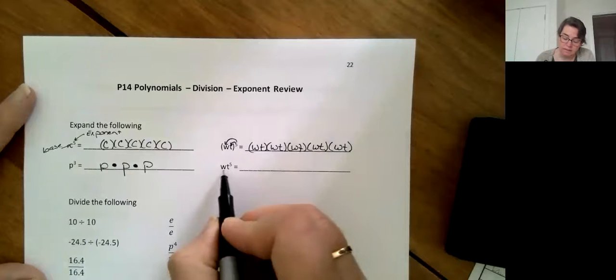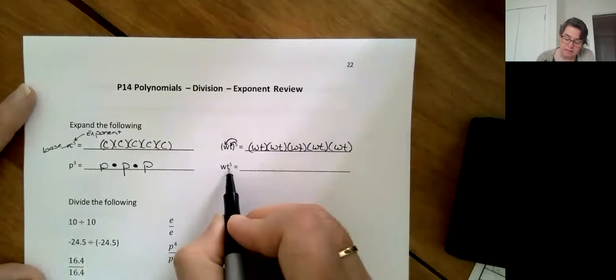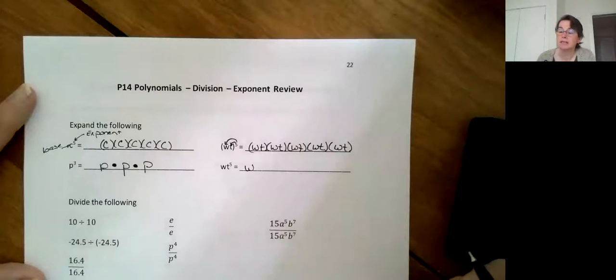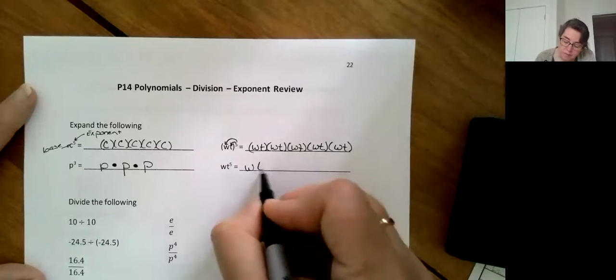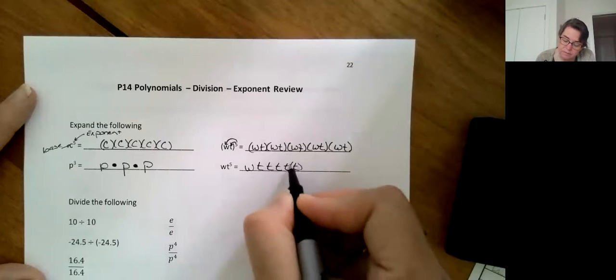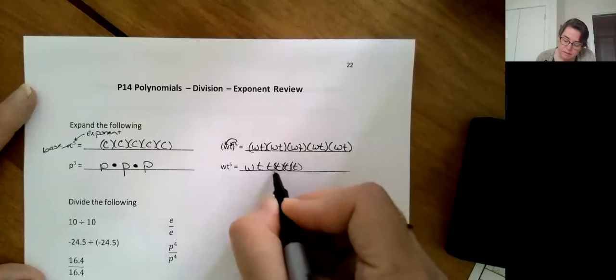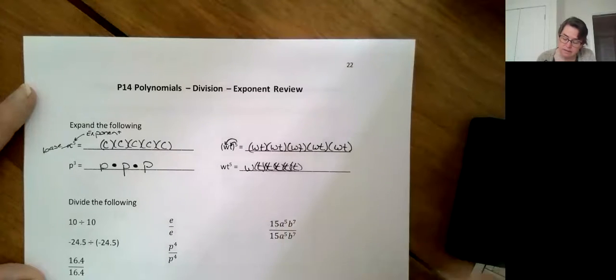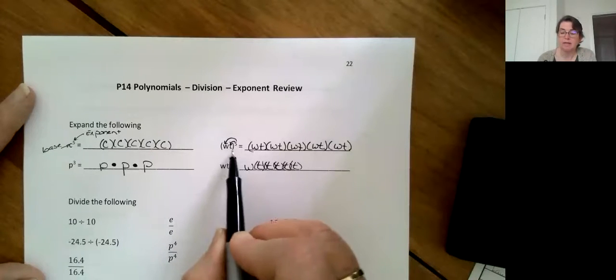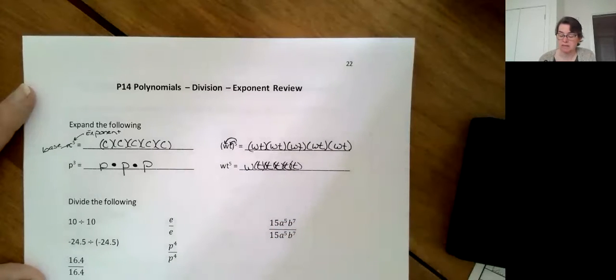This one, on the other hand, the 5 is only on the T, so the exponent only applies to that. So there's a W, but there's just 1, and then 1, 2, 3, 4, 5 T's. Put those brackets. There we go. Okay, so remember that if you have an exponent with some brackets, whatever is in the brackets is written a number of times.